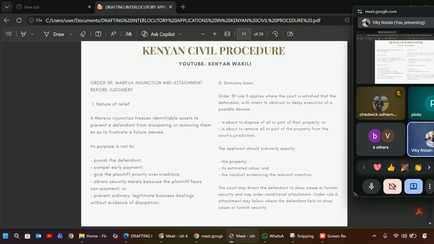So what is the statutory basis? Order 39 Rule 5 applies where the court is satisfied that the defendant, with intent to obstruct or delay execution of a possible decree, is about to dispose of all or part of their property, or is about to remove all or part of the property from the court's jurisdiction. So take note that it is either all or part of their property. The applicant should ordinarily specify the property, the estimated value, and the conduct evidencing the relevant intention. And the court may direct the defendant to show cause or furnish security and may order conditional attachment under Rule 6. Attachment may follow where the defendant fails to show cause or furnish security.